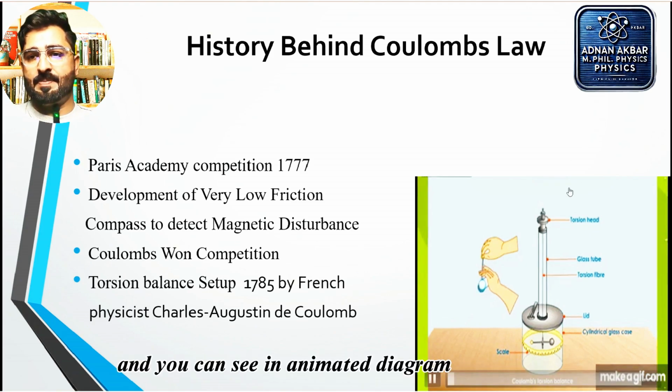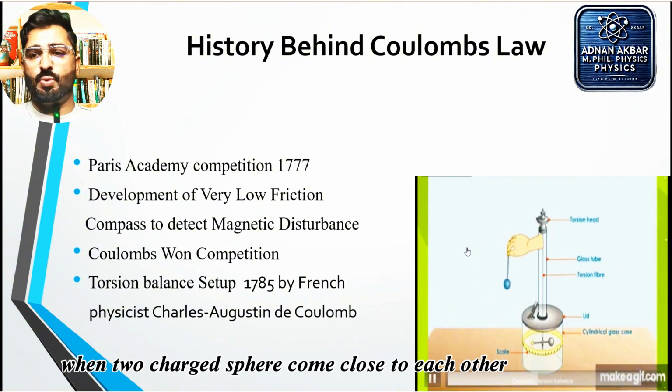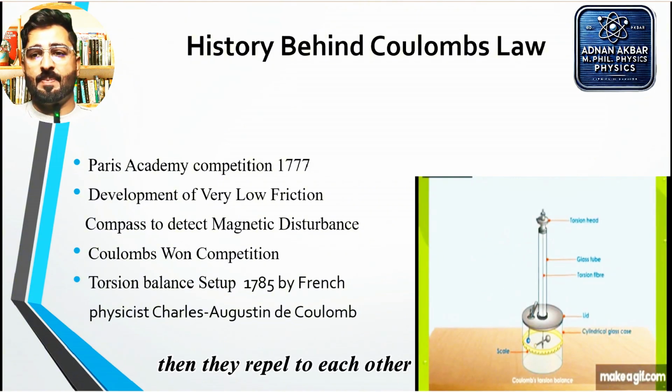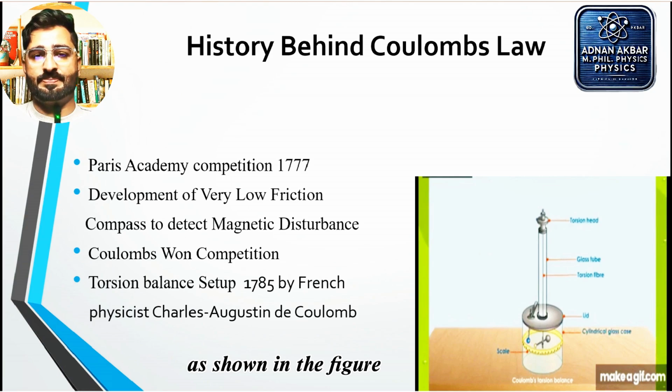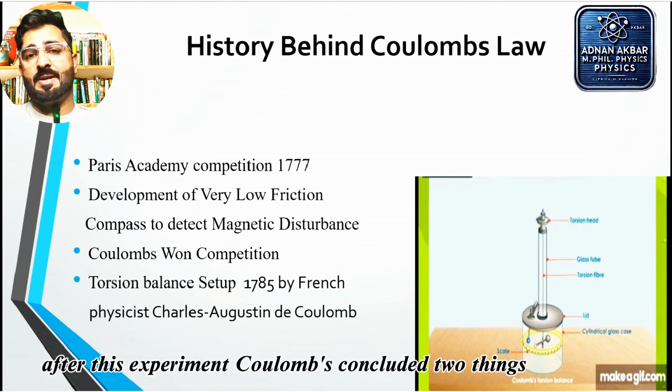And you can see in the animated diagram, when two charged spheres come close to each other, then they repel each other, and their repulsion and angle of deflection was measured on the scale surrounding the vacuum jar as shown in the figure. After this experiment, Coulomb concluded two things.